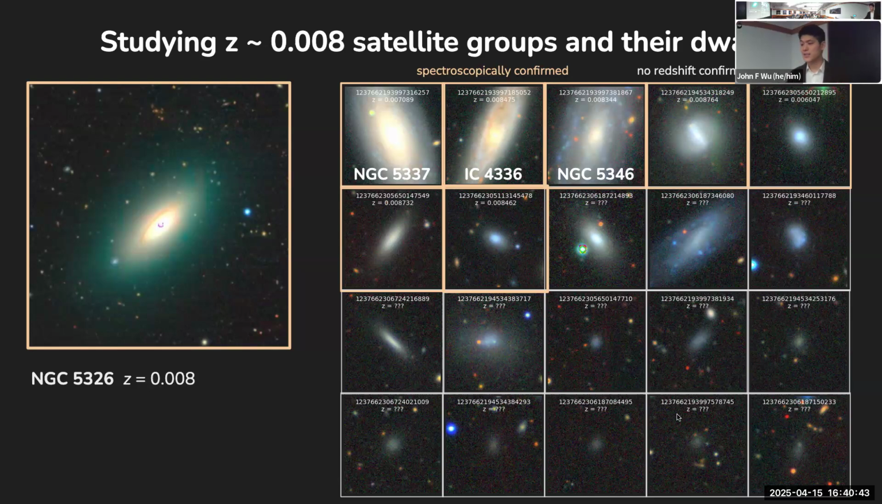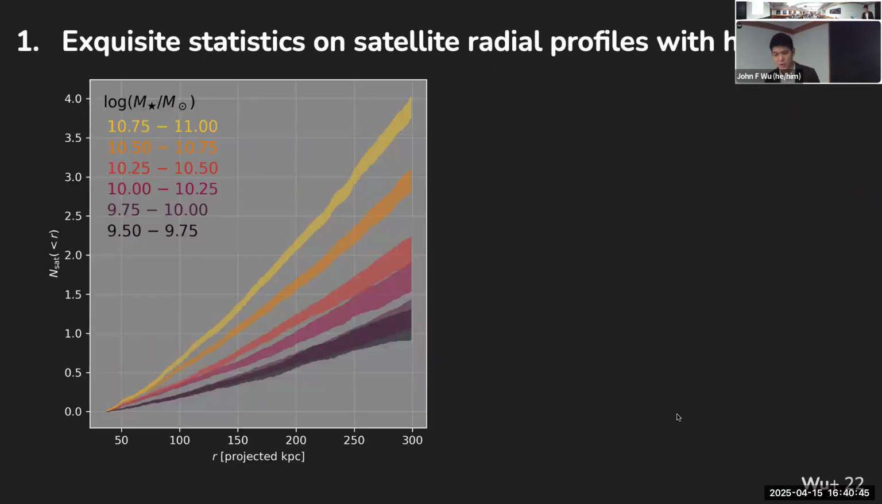Okay, so this is how we're extending the SAGA survey by 100-fold in statistical power. Let me show you some of the things we can do here, such as measuring the satellite radial profiles.